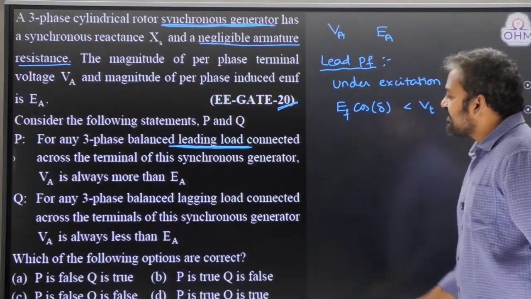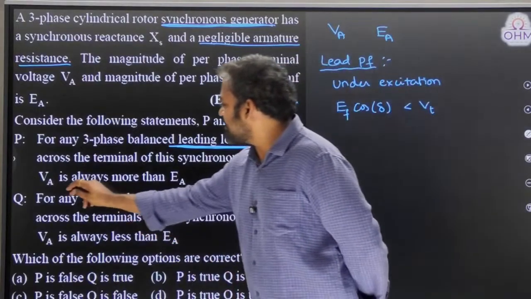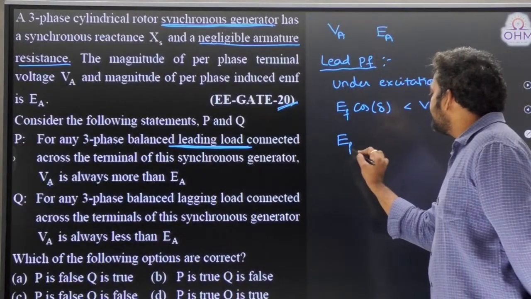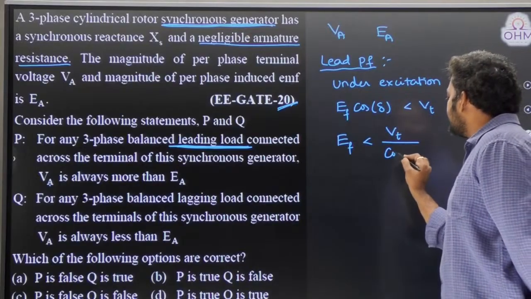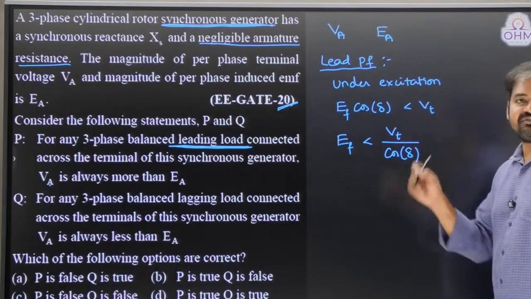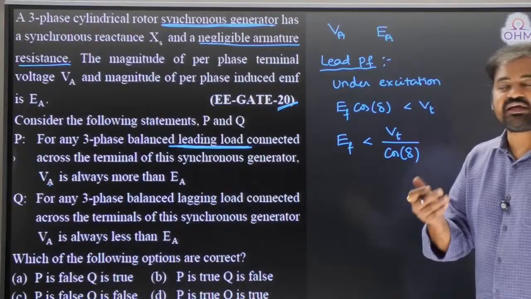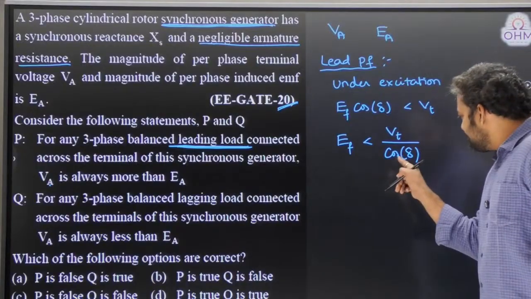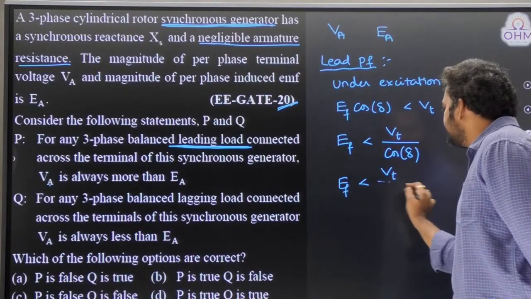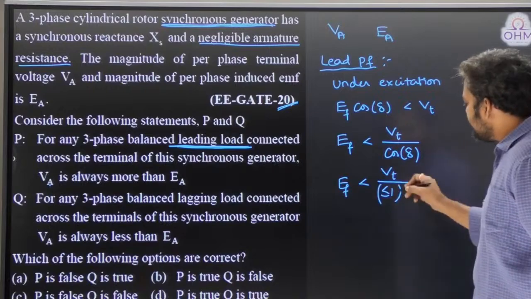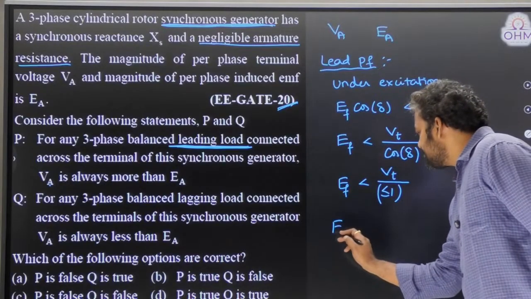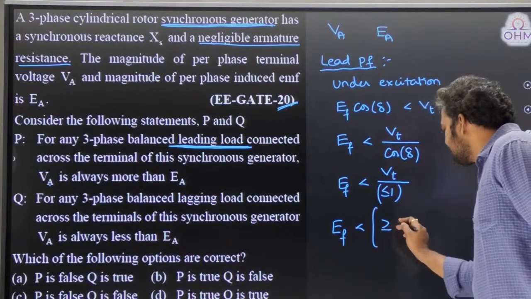Got it? So from this, we are asked to compare VA and EA, right? So from this, EF is less than VT by cos delta. Just now I told you, if delta is 0 degrees, cos delta will be 1. But if delta is a finite angle, cos delta will be less than 1. So it should be either less than or equal to 1. So EF is less than VT by less than or equal to 1. What is 1 by less than or equal to 1? Is it not greater than or equal to 1?